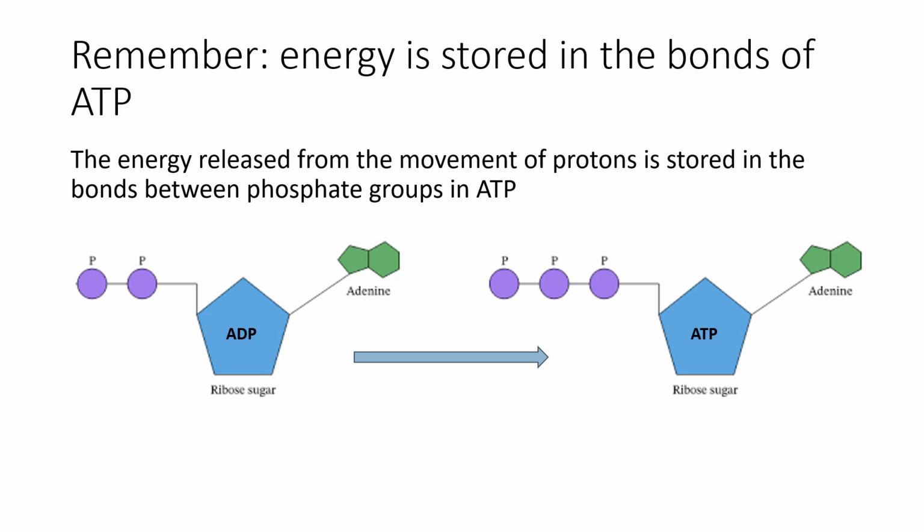Remember that energy is stored in the bonds of ATP. So what's actually happening here is a phosphate group is being added to ADP, converting it to ATP. Now there is energy stored in that bond in ATP.